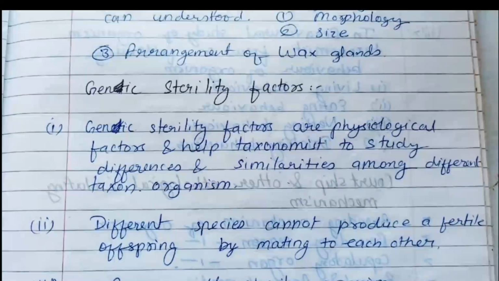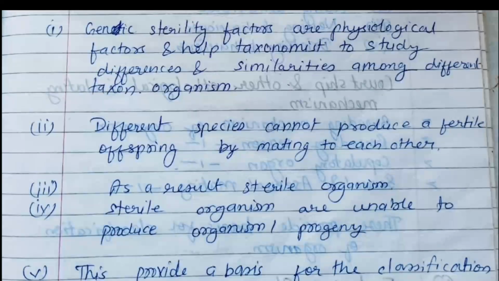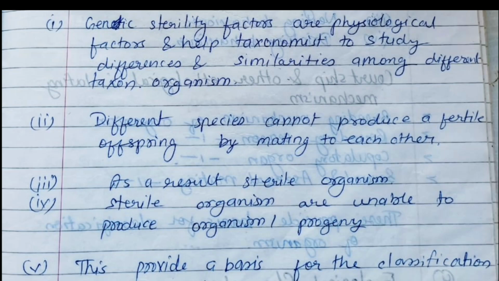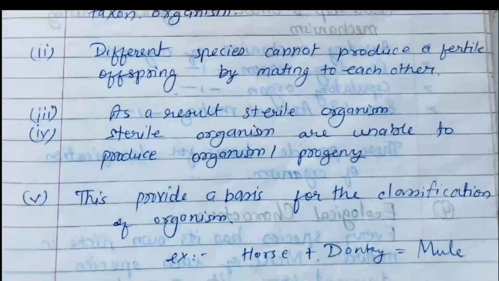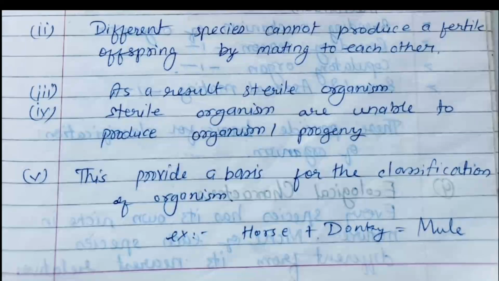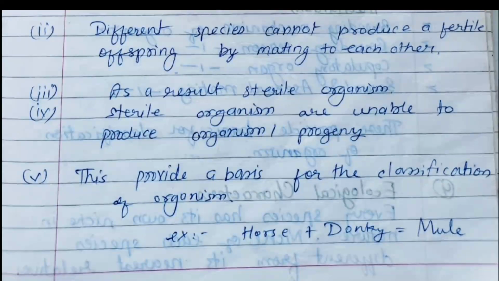Genetic sterility factors. Genetic sterility factors are physiological factors and help taxonomists to study differences and similarities among different taxon organisms. Different species cannot produce fertile offspring by mating with each other. As a result, the organisms are sterile. Sterile organisms are unable to produce progeny. This provides a basis for classification of organisms. For example, a combination of horse and donkey produces a mule.